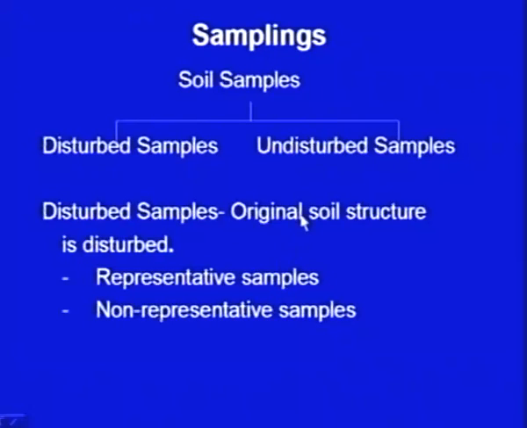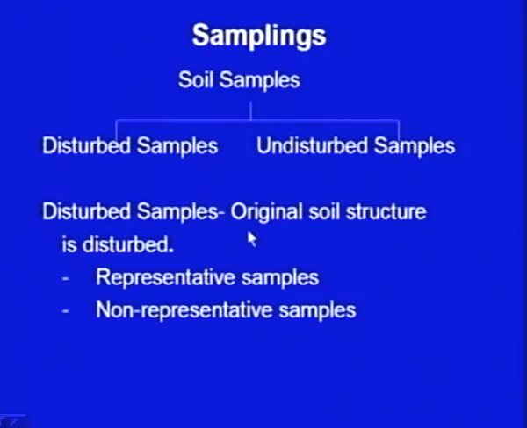Coming to the sampling, the purpose of the investigation is to take the samples. We take the samples from the field and those samples are then tested in the laboratory. The soil samples can be divided into two categories: disturbed samples and undisturbed samples.